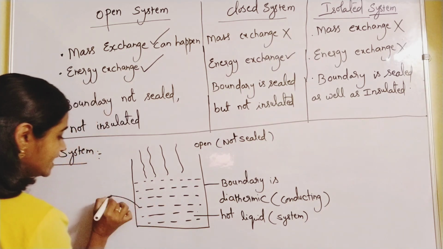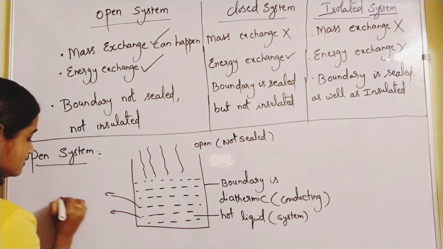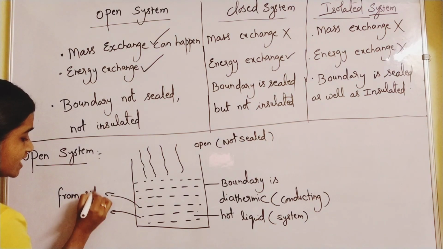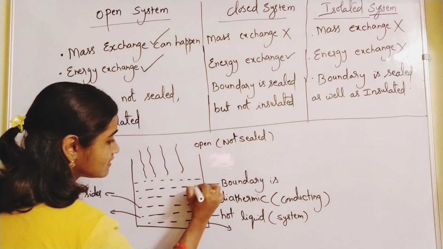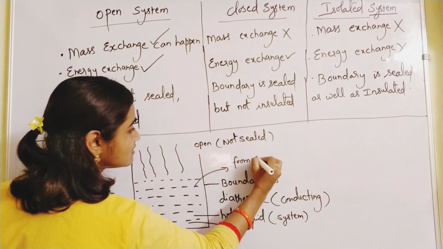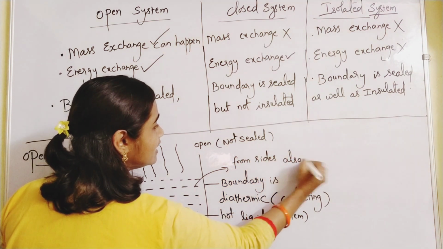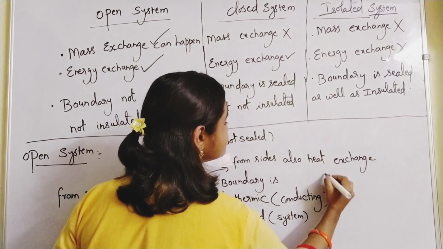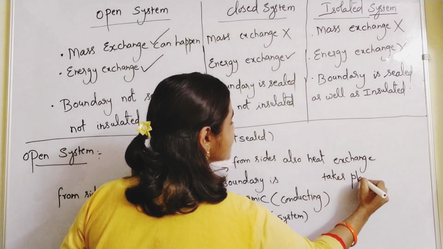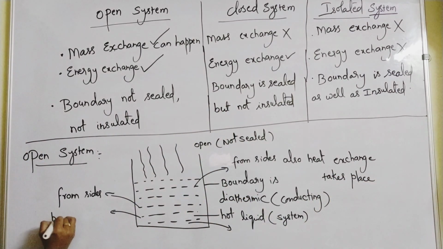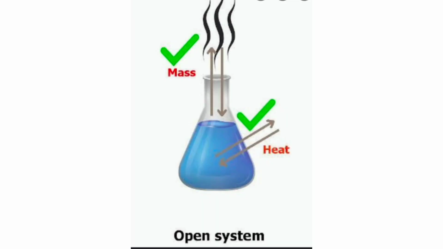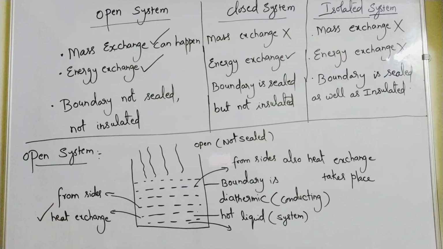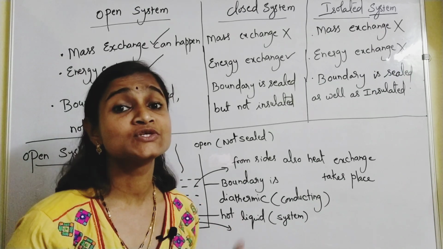From the sides also heat exchange takes place. You call it an open system. Heat exchange can happen, and here mass exchange also can happen.